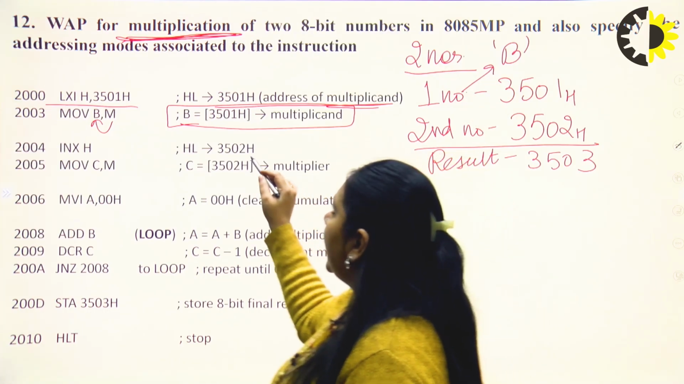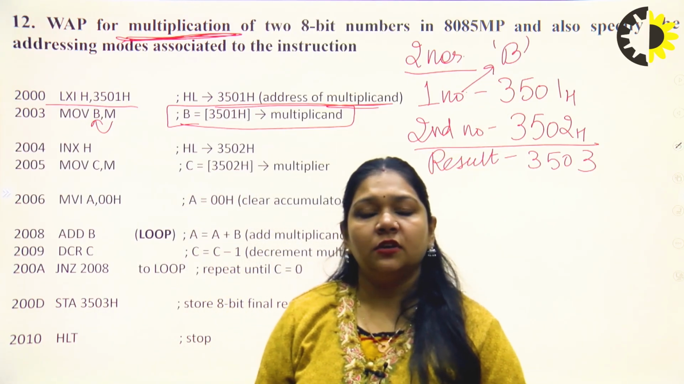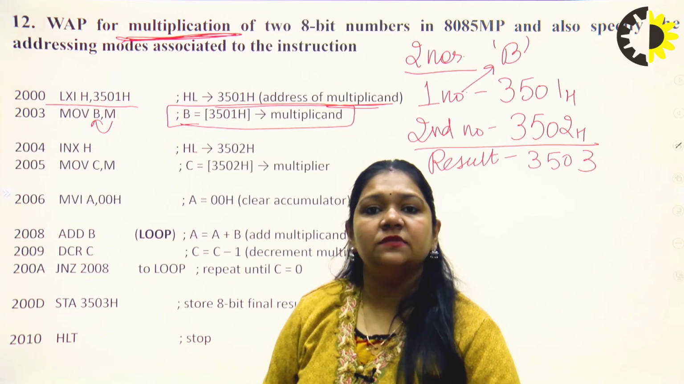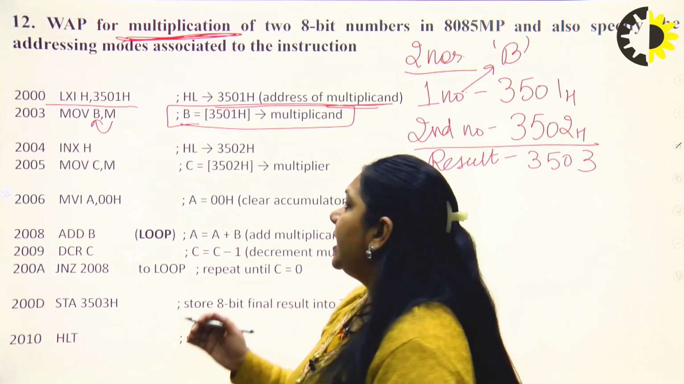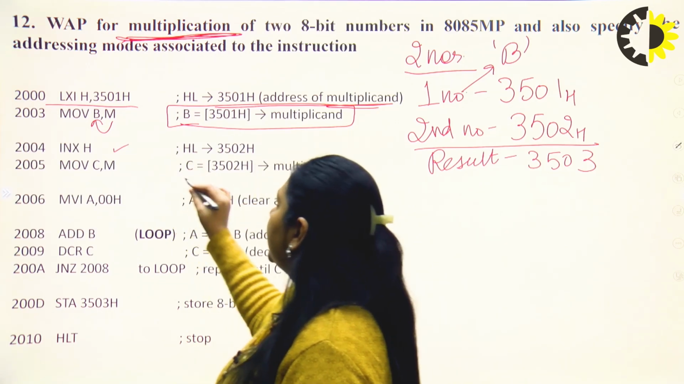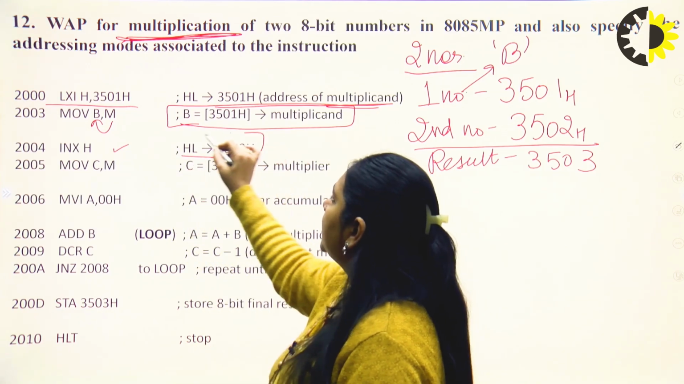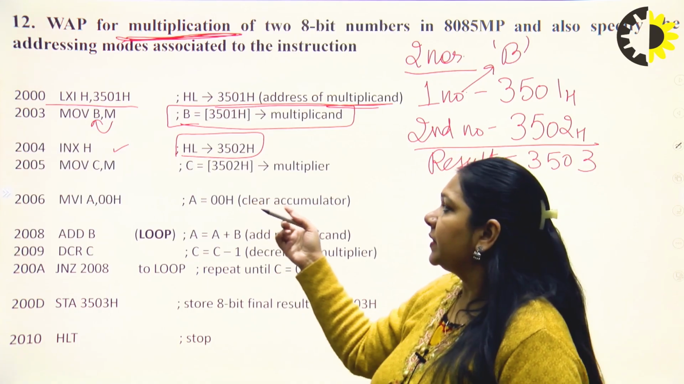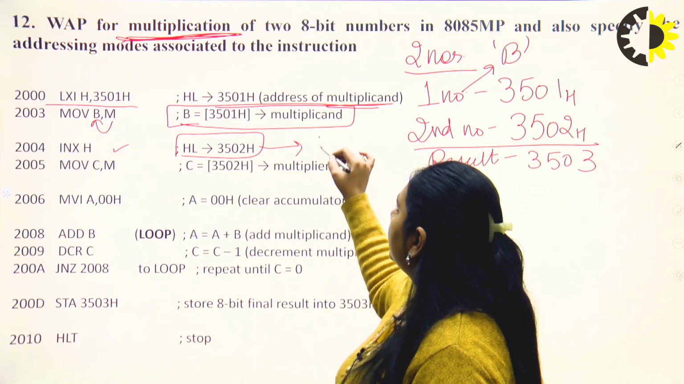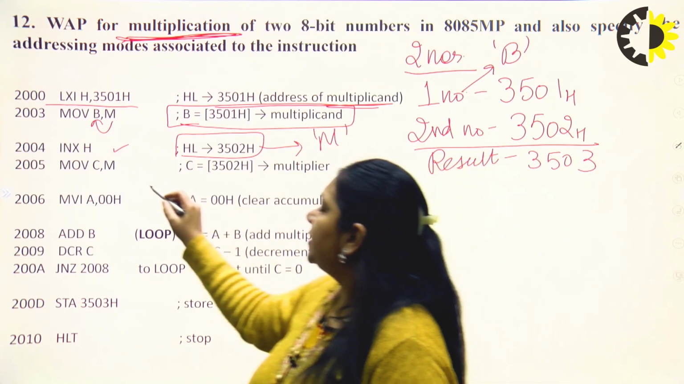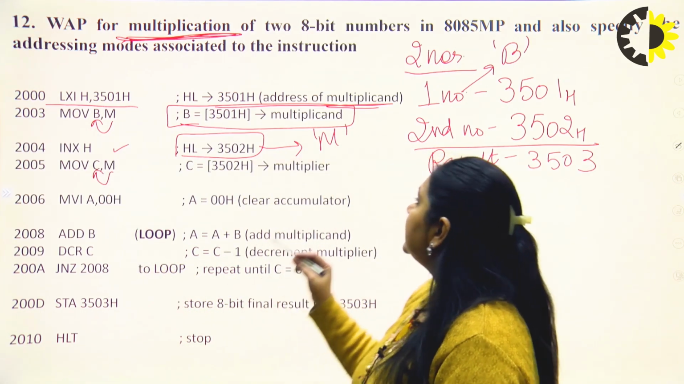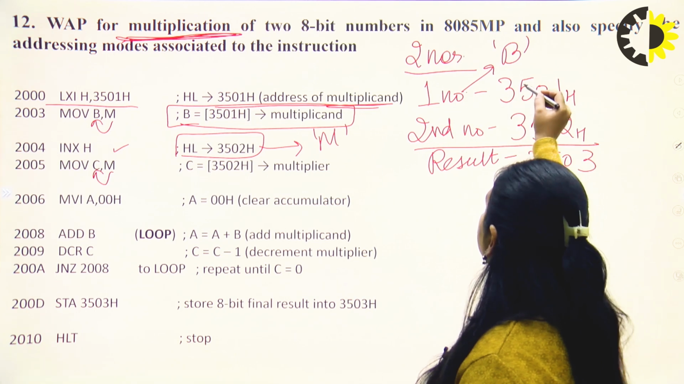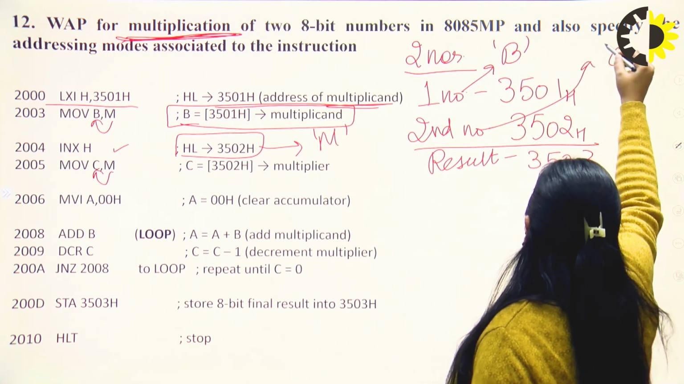After that I have to move to the next memory address, which is 3502. For this we have an instruction INX, increment HL pair. So HL pair contents will be 3502 and similarly it will be pointed by M memory pointer, and now M's contents will be copied to C. B is having the first number, C will be having the second number.